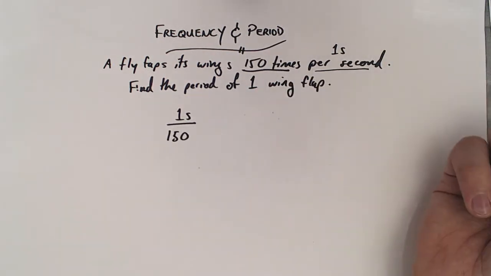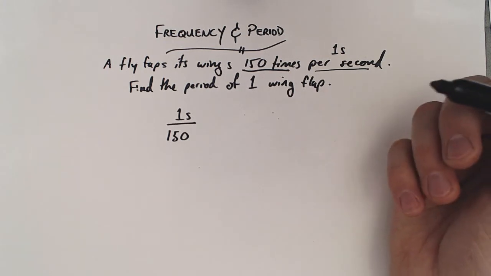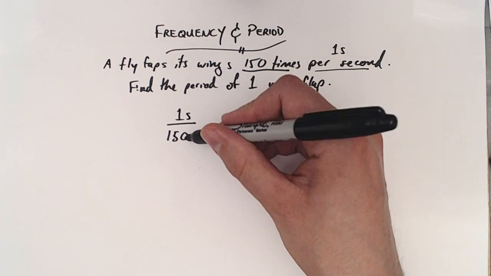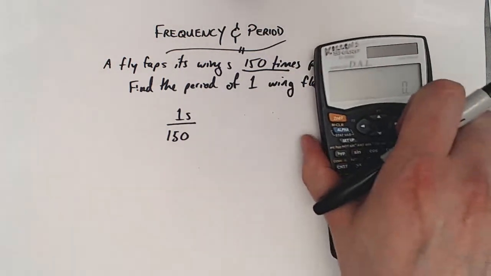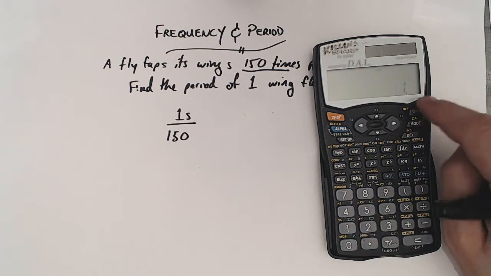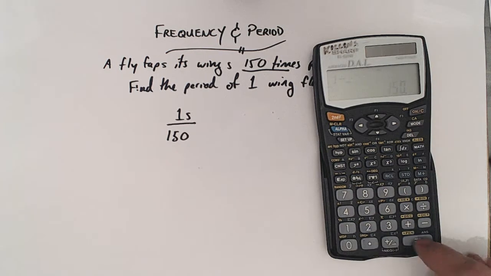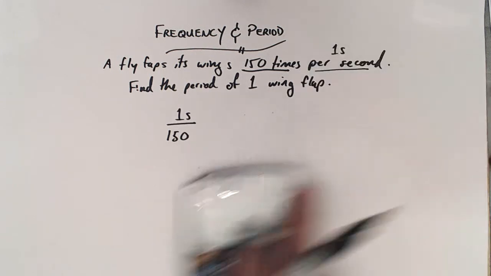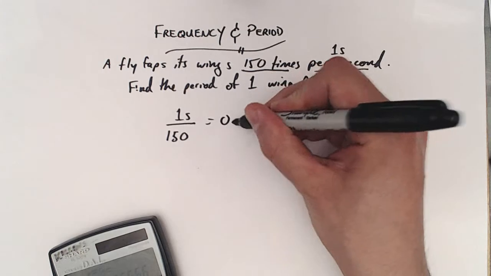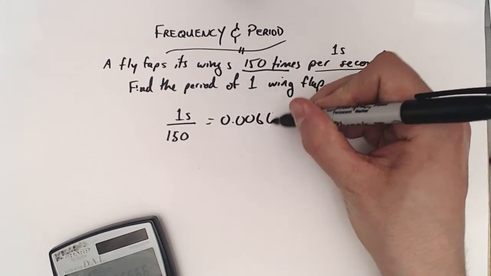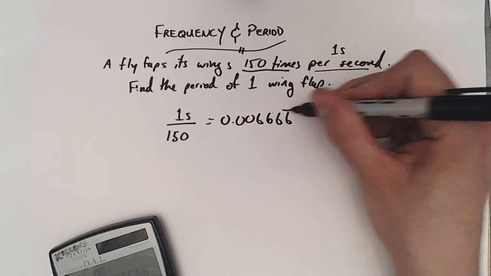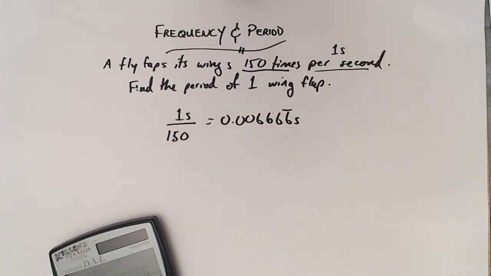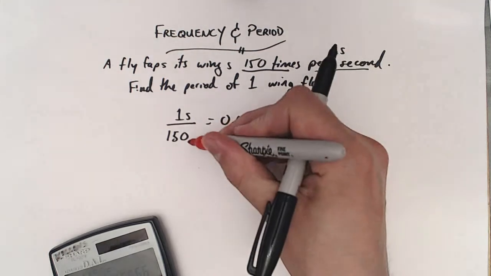And you know, a flap is a kind of cycle, and cycles don't have units. You just count them. So it's just a count, no units. 1 second per 150 flaps. I want to get out my calculator there. 1 divided by 150 is 0.00 and then 6 repeated, and so on. Seconds. Now, let's just pretend that flaps was a unit. It's a count, but let's pretend.